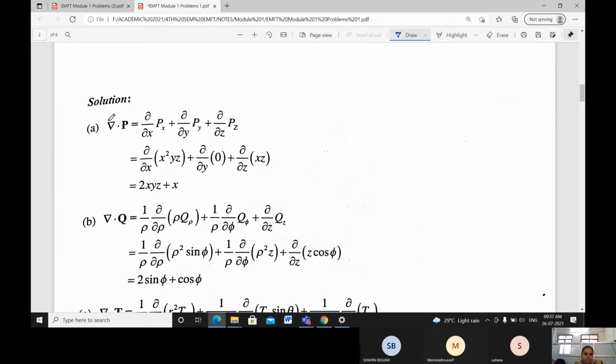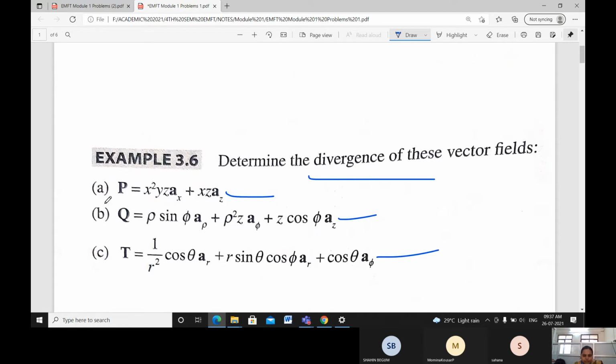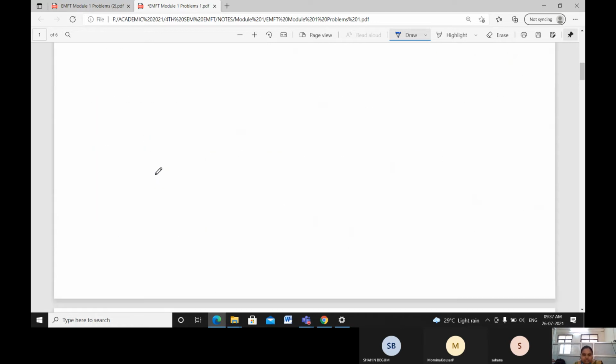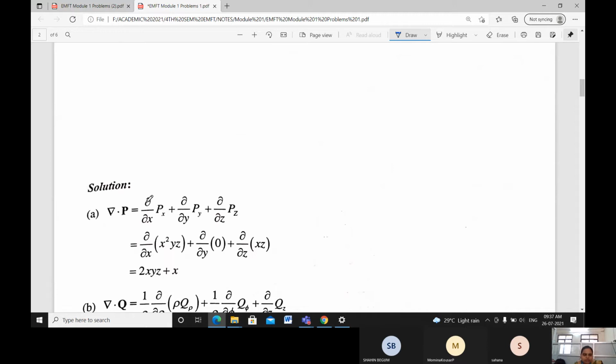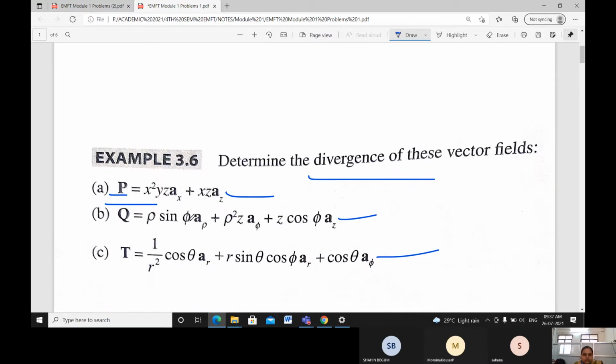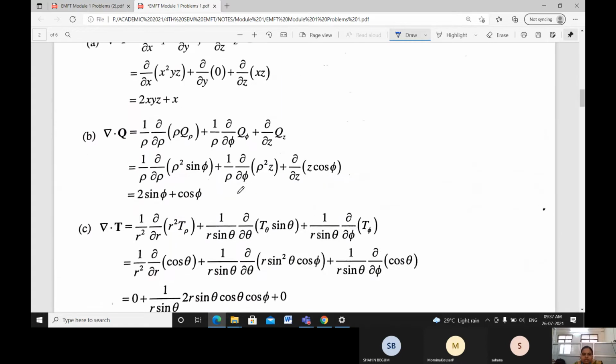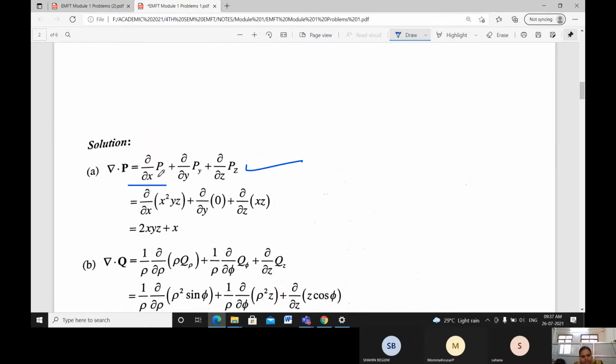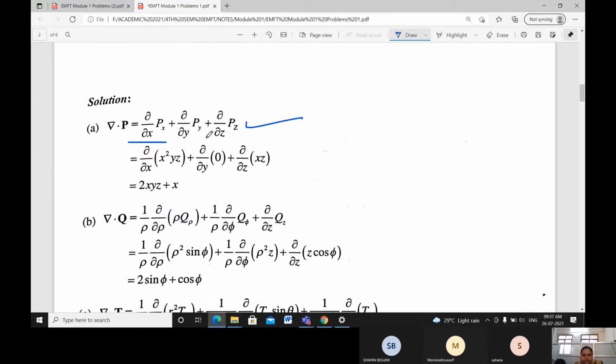The divergence is represented as del dot P, which one you are going to be finding. Here it is given as P, so you write it as P, and that is equal to dou by dou x of Px plus dou by dou y of Py plus dou by dou z of Pz. This is the equation for divergence. Then what is given in the equation? Observe here, x squared y ax is given, az is given, means you have to consider differentiation with respect to x and differentiation with respect to z.